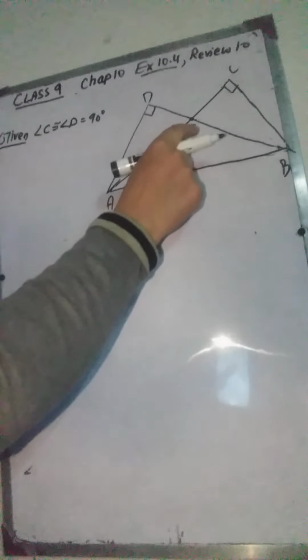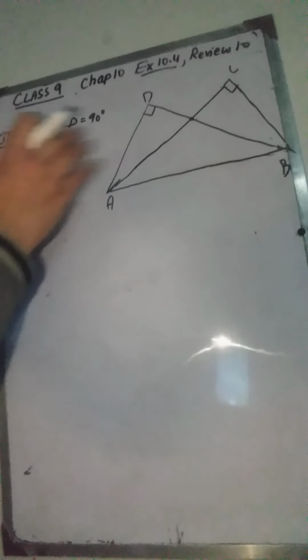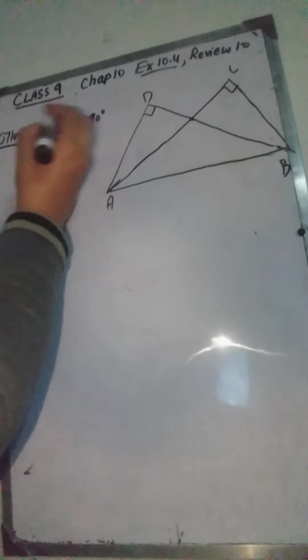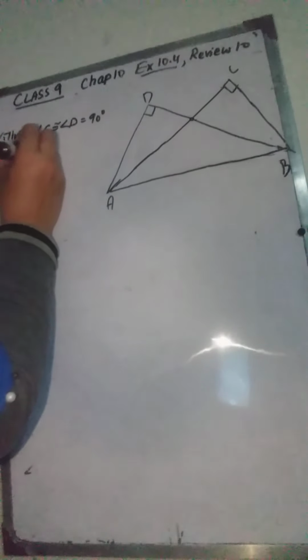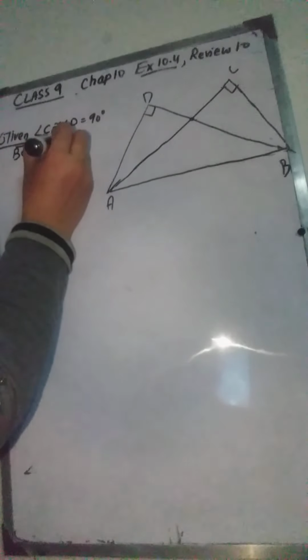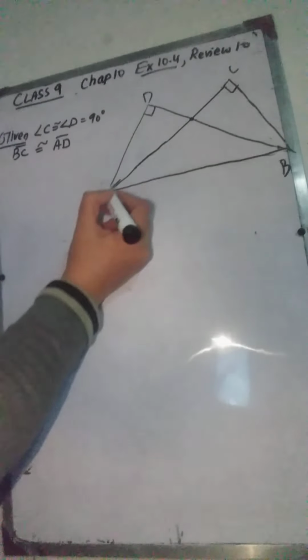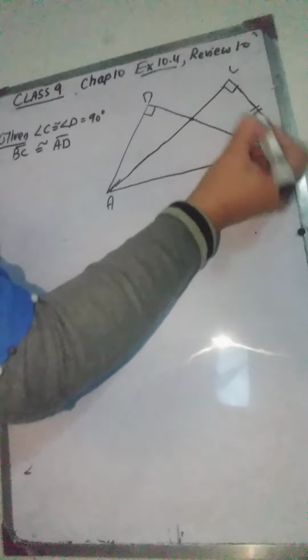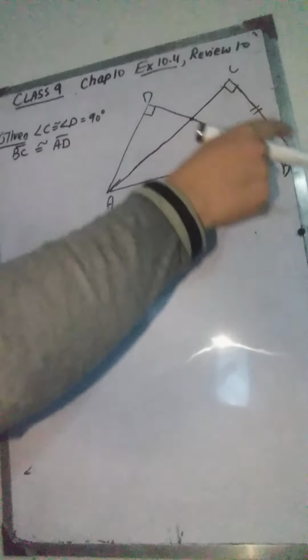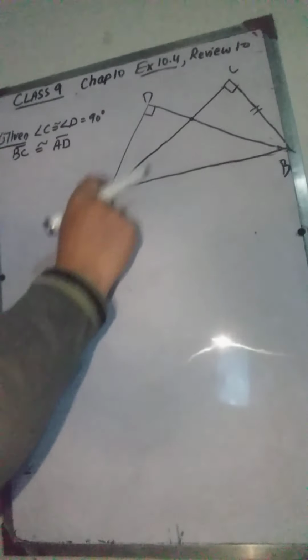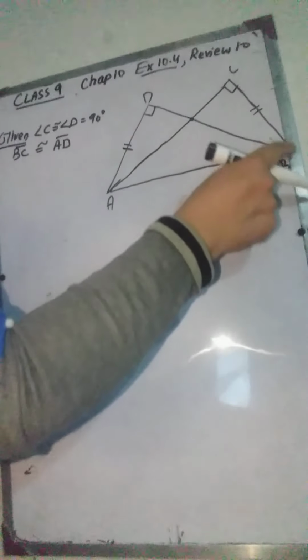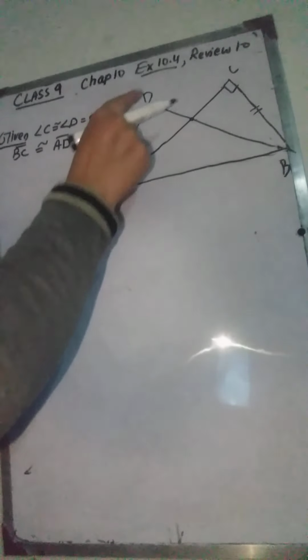We don't need to take this vertex. If we need it, we will name it. Let us leave it like this. And it is also given that BC is congruent to AD. So here BC is congruent to AD, this side. So we have side BC congruent to AD.